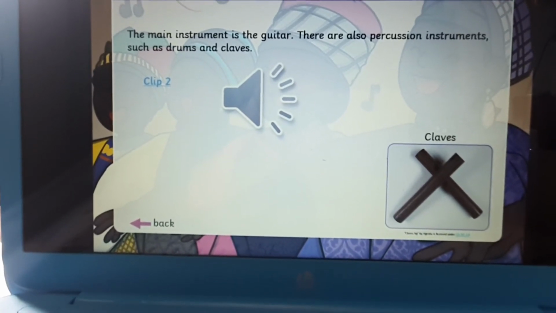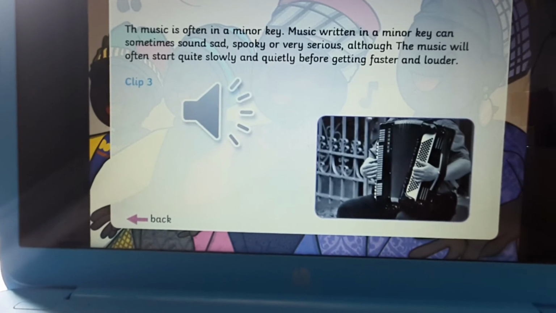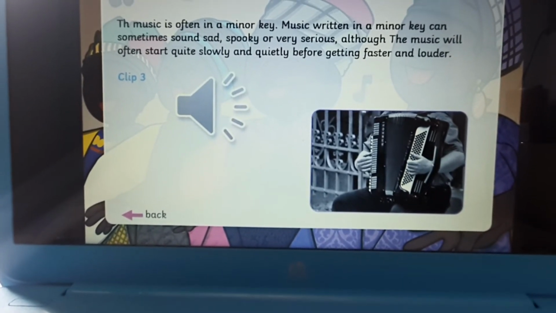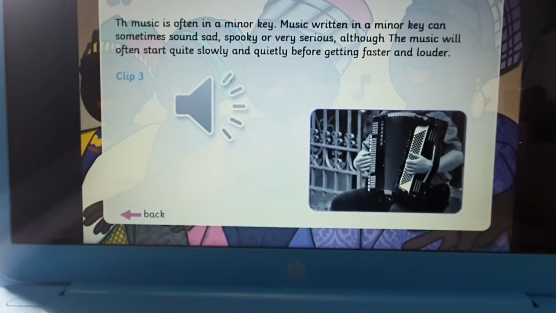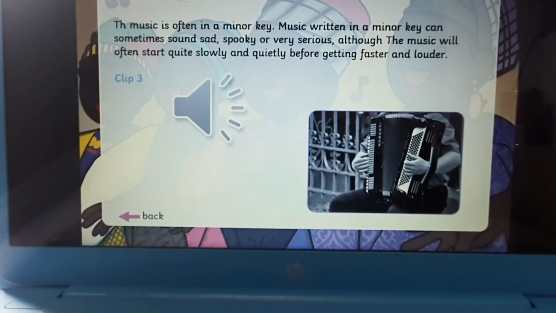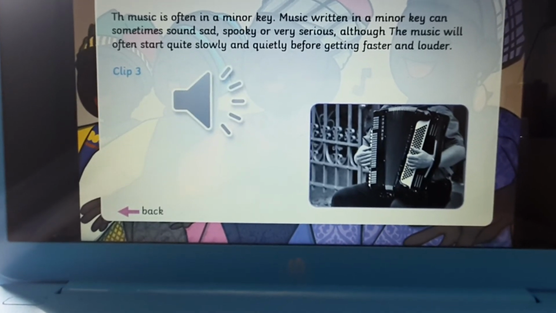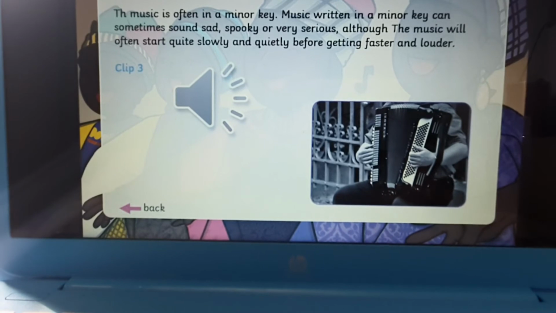Write down your answer for clip two. Clip three. The music is often in a minor key. Music written in a minor key can sometimes sound sad, spooky, or very serious, although the music will often start quite slowly and quietly before getting faster and louder.